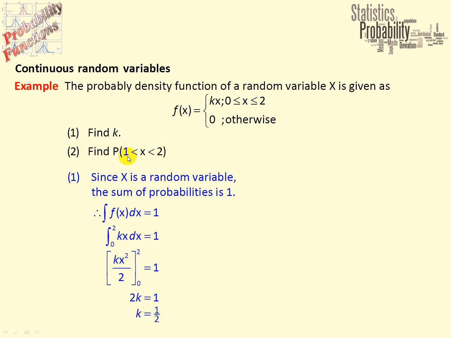Try the second one yourself. The probability that 1 is less than or equal to x, less than 2. Remembering that probability is related to the area under the curve. We now know k is a half, see? So we now have the probability density function is half x. So what we did is we said the integral from 1 to 2 of half x dx. We integrate, substitute, and the answer is 0.75, 3/4. That's x between 1 and 2.